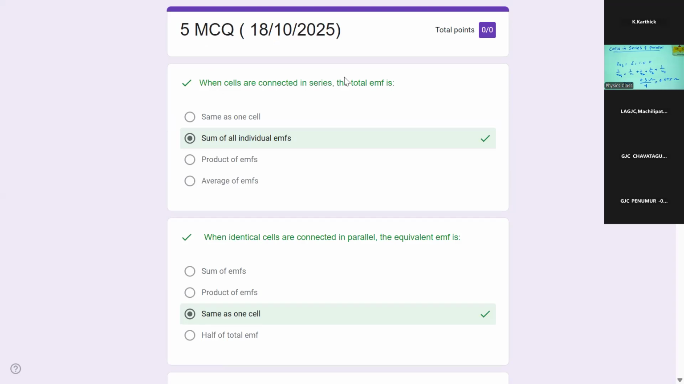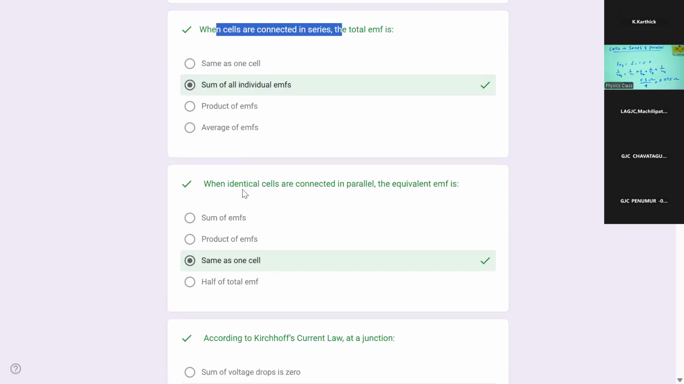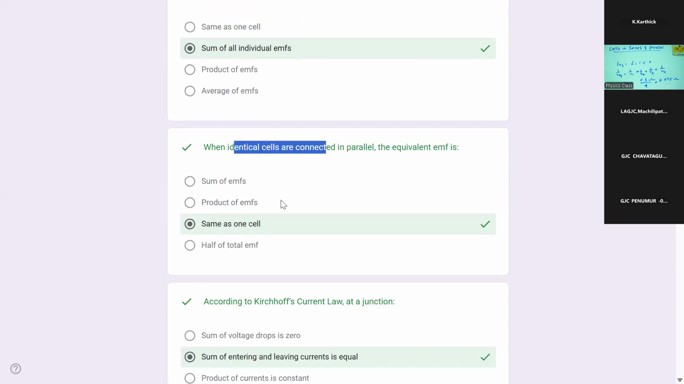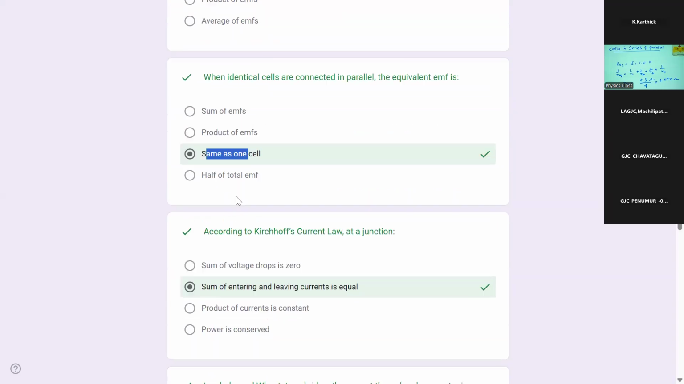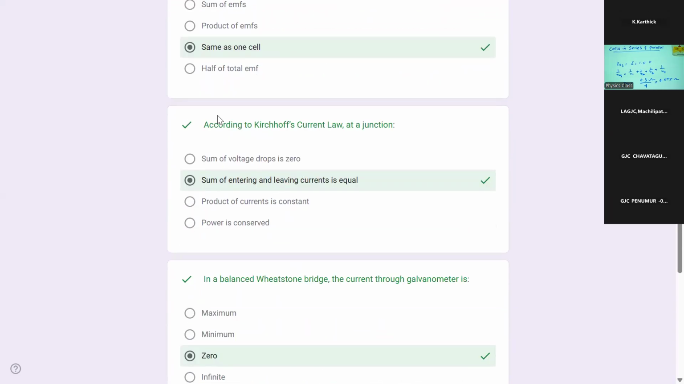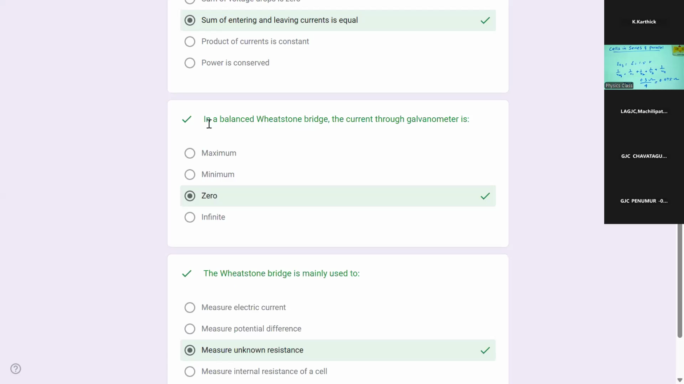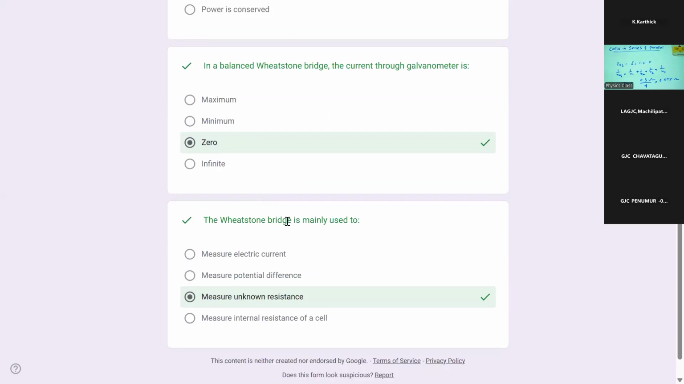When cells are connected in series, the total EMF is the sum of the individual E1, E2, E3 like that. And when identical cells are connected in parallel, the equivalent EMF is the same as one cell. E equivalent equals the EMF of each cell. Very good. And the third one, according to Kirchhoff current law, at the junction, the sum of the entering and leaving currents is equal. Good. And the fourth one, in a balanced Wheatstone bridge, the current through the galvanometer is 0. Good. And the final one, the Wheatstone bridge is mainly used to measure unknown resistance.